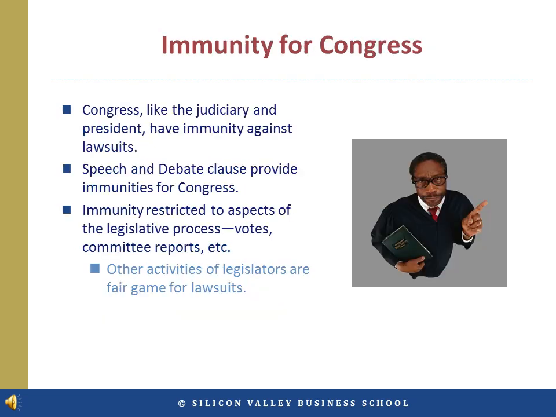We want Congress, the President, and judges to be free to make decisions and act in the best interests of society without worrying about lawsuits resulting from their decisions and actions. So Congress, the President, and judiciary have certain immunities against suit and prosecution. Congressional immunities derive from the Speech and Debate Clause. Congress can't be prosecuted or sued for official legislative acts. Official legislative acts include voting, committee reports, but the scope of immunity is narrowly tailored to aspects of the legislative process. Legislators are not immunized from their conduct outside the legislative process.